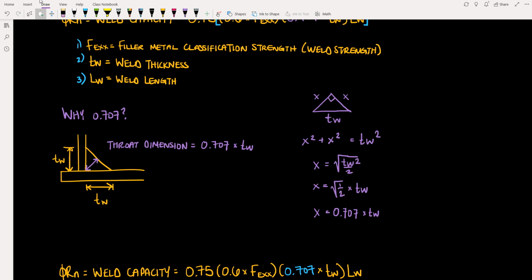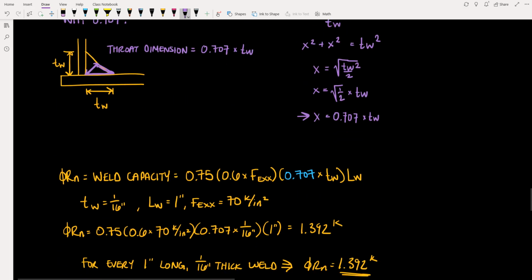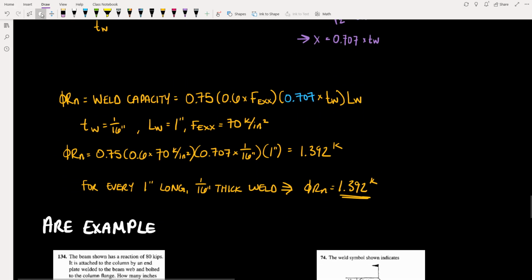You can see here that if we take out this triangle and draw it separately over here, x is our throat dimension that we're solving for, and the thickness of the weld is now the hypotenuse of this triangle. So we can easily solve for the throat dimension is equal to 0.707 times the thickness of the weld. Bringing that all back to our equation, here's the 0.707.